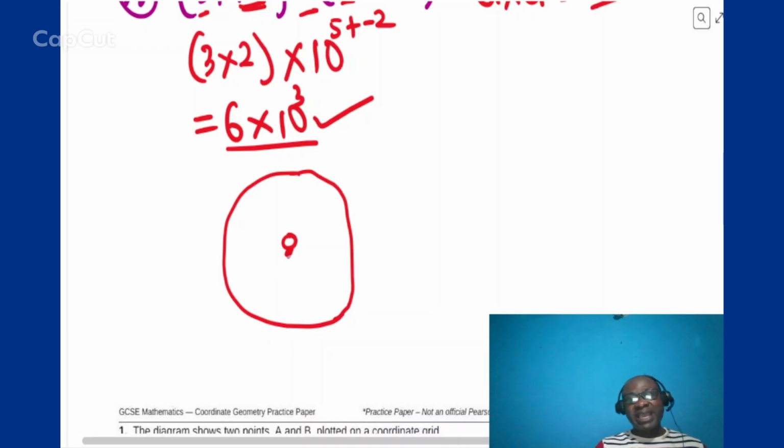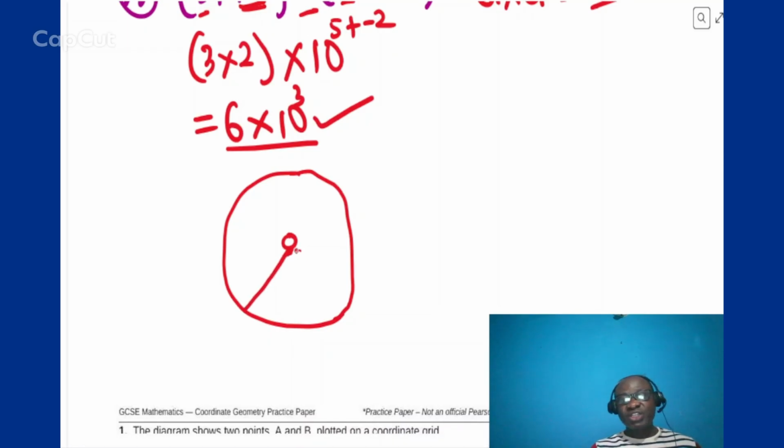I was told that A, O, C. So therefore, this place is A, here is C. Meaning that this is the center now. AOC is given to me as 130. It is now making sense to you in drawing, isn't it?